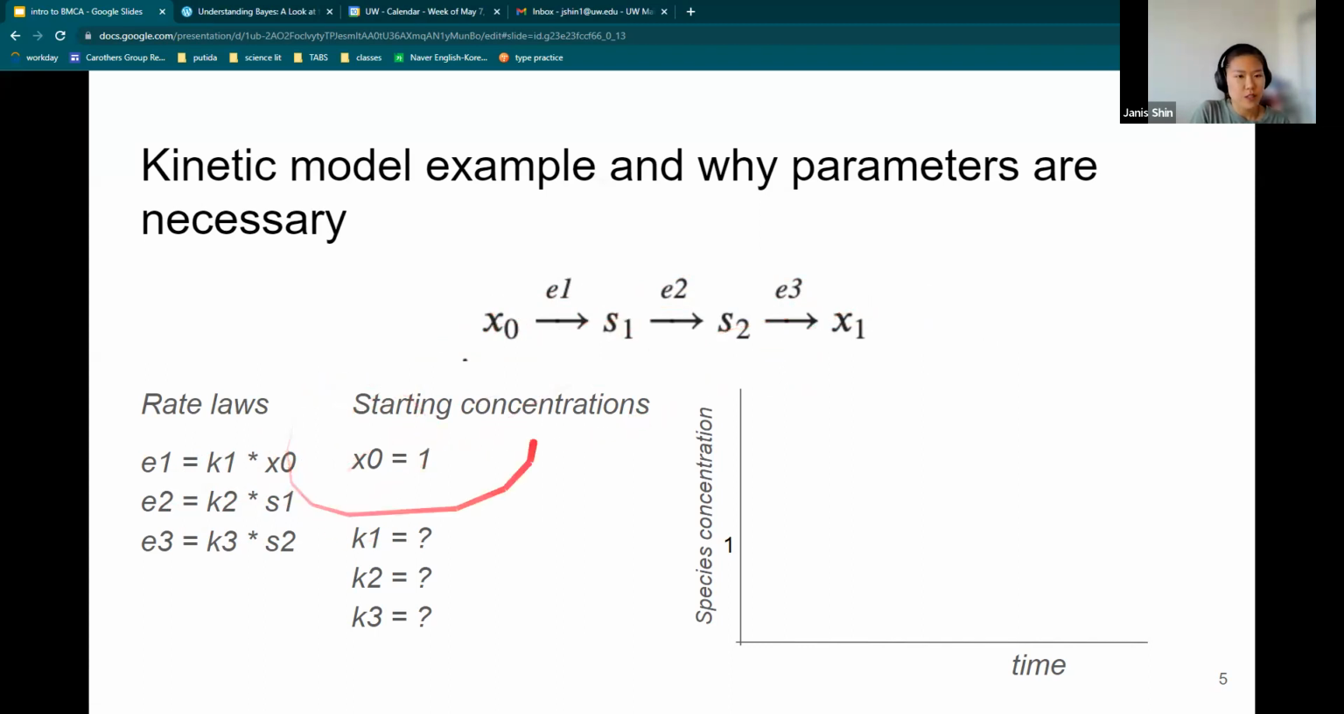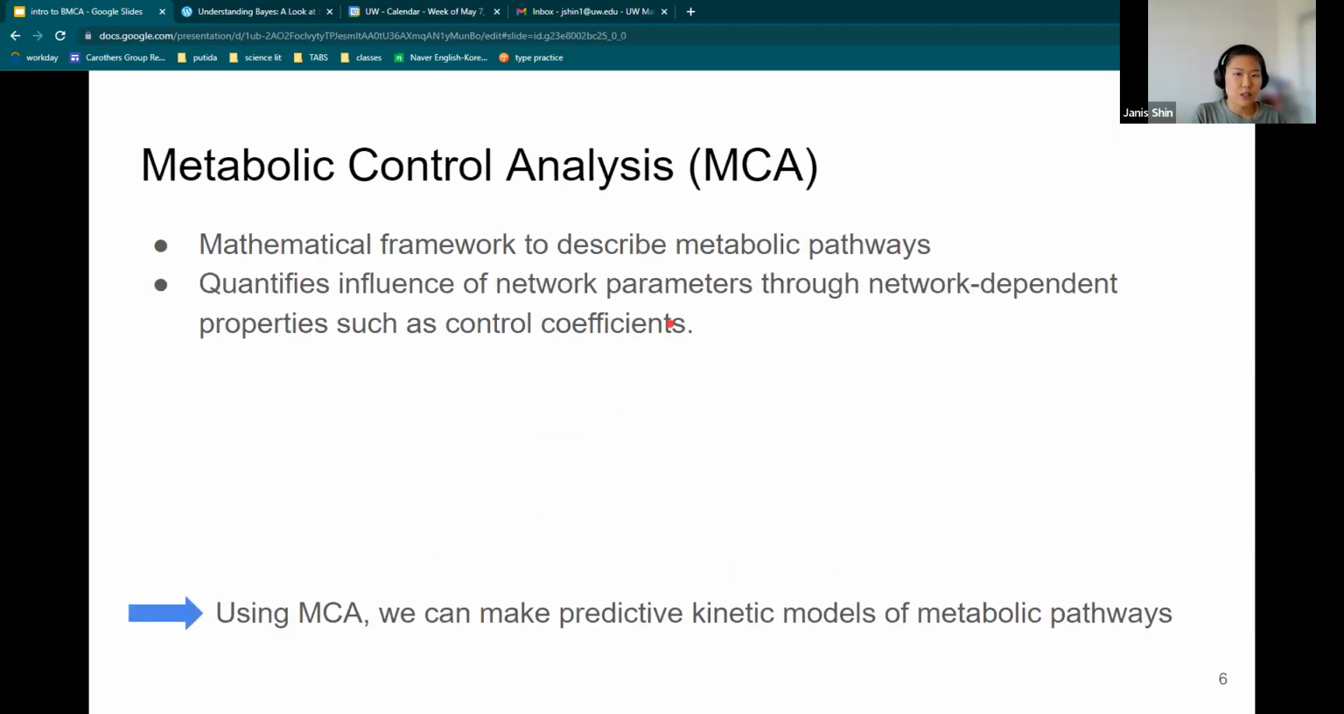And if I gave you the starting concentrations, you would know where these concentrations start. But without knowing these rate constants, you wouldn't exactly know how the species would play out over time. And so one way to address this challenge is to use metabolic control analysis to understand the metabolic pathway and know how they change within time.